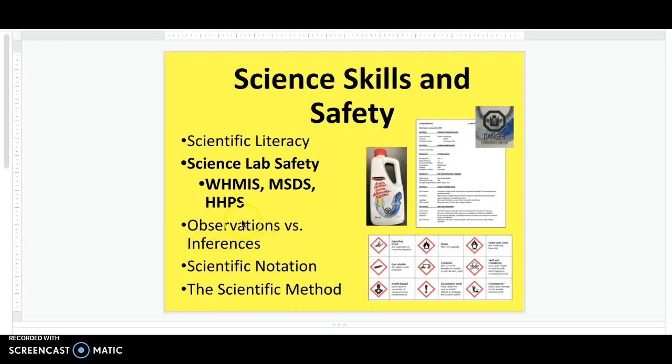We've already talked about observation versus inference. And then our last pieces that we're going to talk about next week, these will be the two pieces that you will complete before turning in your notebook. And that has to do with the scientific notation and scientific method.